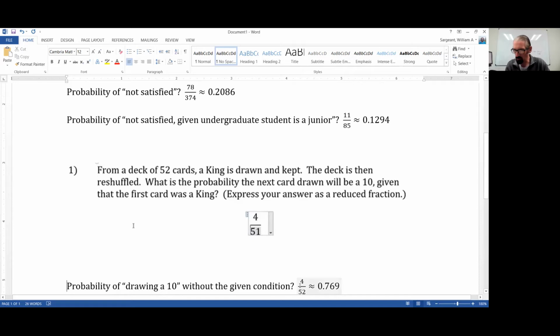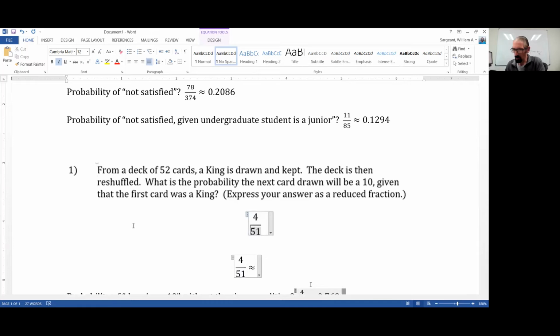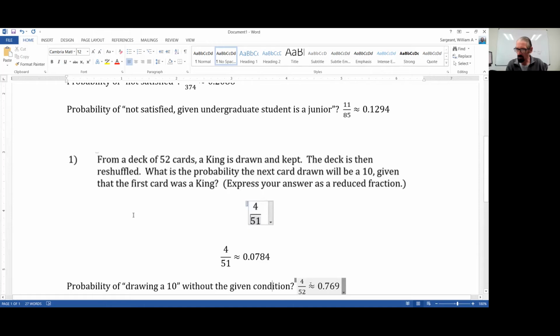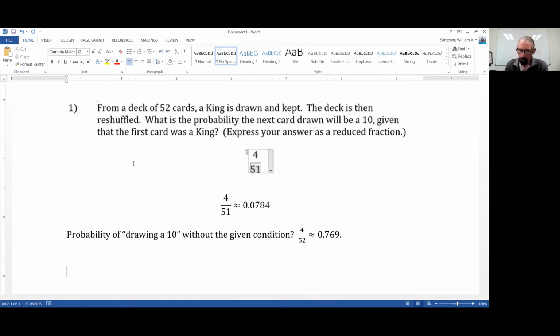But in case that doesn't ring bells, 4 divided by 51 as a decimal, 0.078431375, is going to round down to 0.0784. By adding in the condition, this time, the conditional probability is higher than the probability itself without a condition. Can it ever stay the same? The answer is yes.